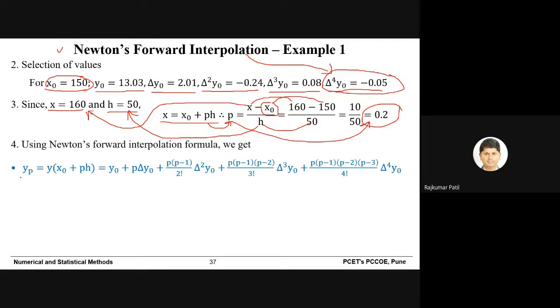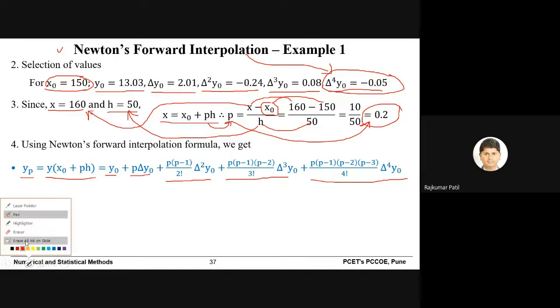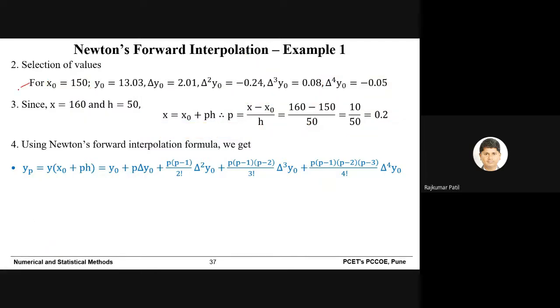So here you can see I wrote the formula: y p is equal to y x naught plus p h, which is equal to y naught plus p del y naught plus p into p minus 1 upon 2 factorial del square y naught plus p into p minus 1 into p minus 2 upon 3 factorial del cube y naught plus p into p minus 1 into p minus 2 into p minus 3 upon 4 factorial del raised to 4 y naught. Now we have the formula, and we have all the required values.